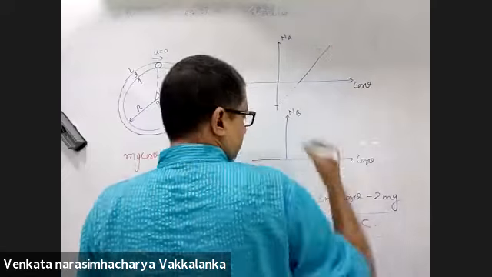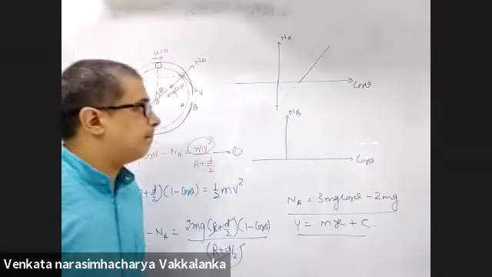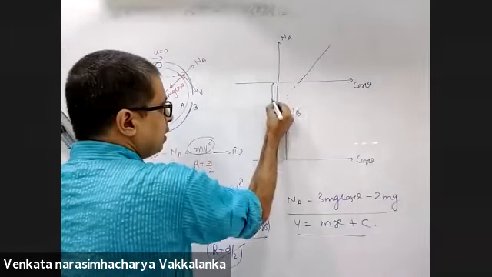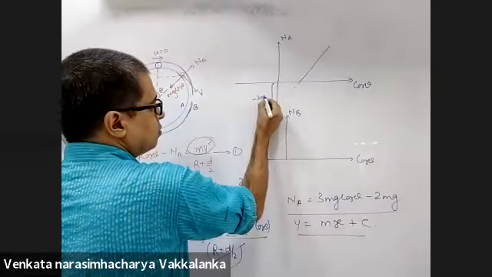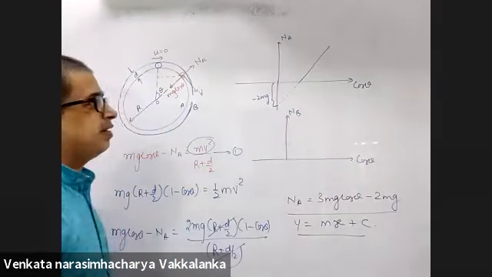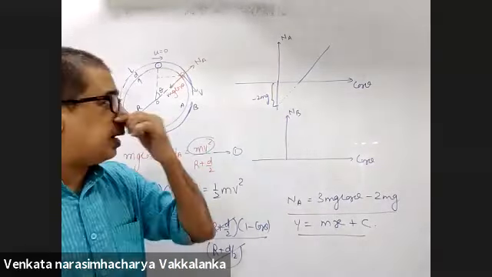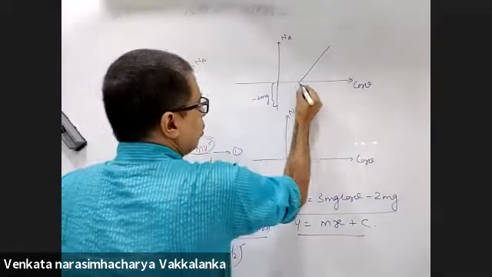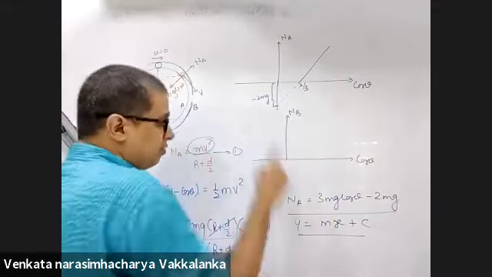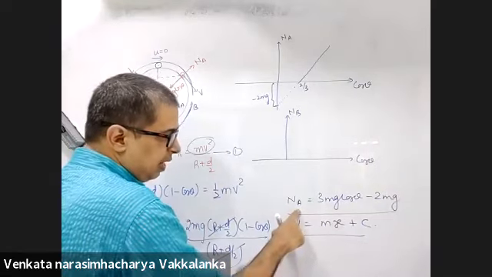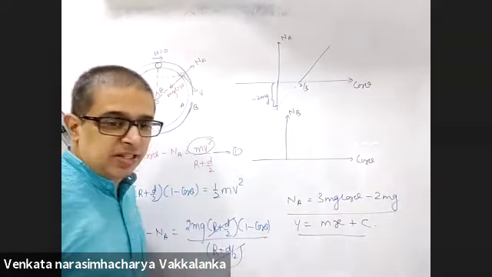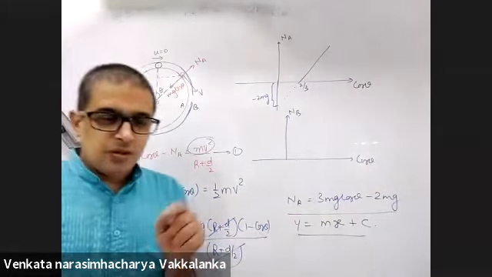It is written, minus 2mg. This will be minus 2mg. I showed a dotted line there because here cos theta will be equal to 2 by 3. When will Na become 0? Cos theta is 2 by 3.